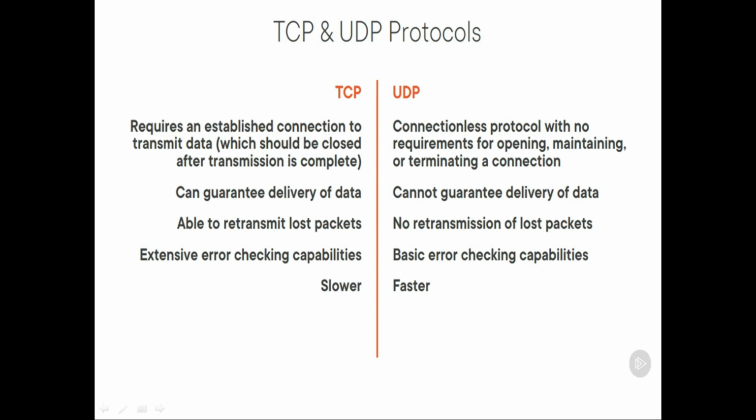So TCP requires an established connection to transmit data, which should be closed after transmission is complete. And UDP is a connectionless protocol with no requirements for opening, maintaining, or terminating a connection. TCP can guarantee delivery of data. UDP cannot guarantee delivery of data. TCP is able to retransmit lost packets. UDP has no transmission of lost packets. TCP has extensive error checking capabilities. UDP has basic error checking capabilities. TCP is slower and UDP is faster than TCP.